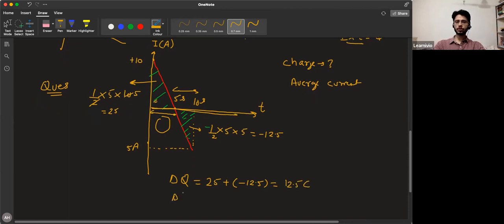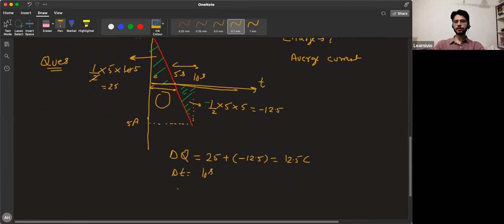So when you have charge and you have time, how much is total time elapsed? 10 seconds. What is the average current? How to calculate average current? Delta Q by delta t. It's 12.5 divided by 10. Is it clear? Yes, sir.